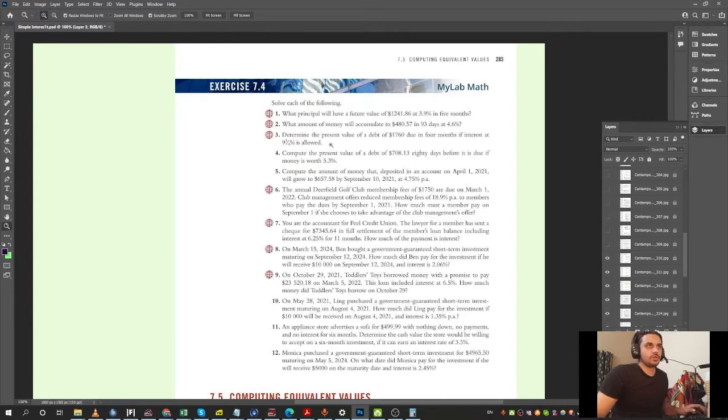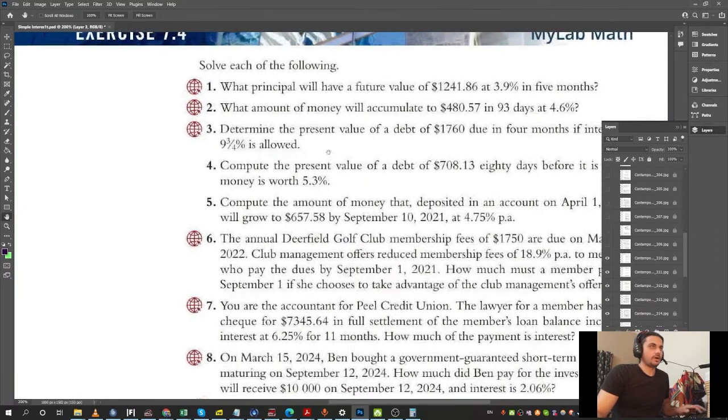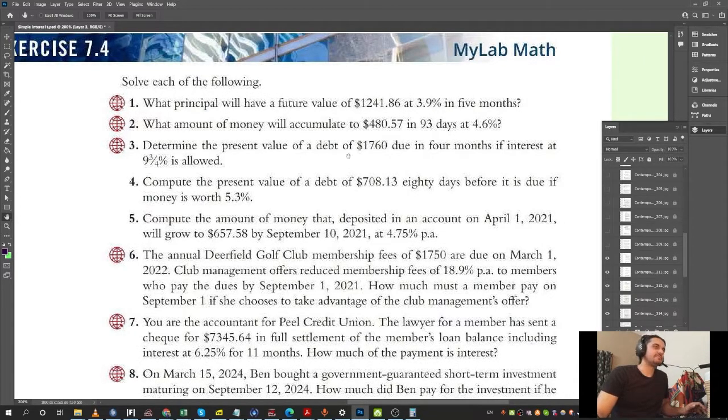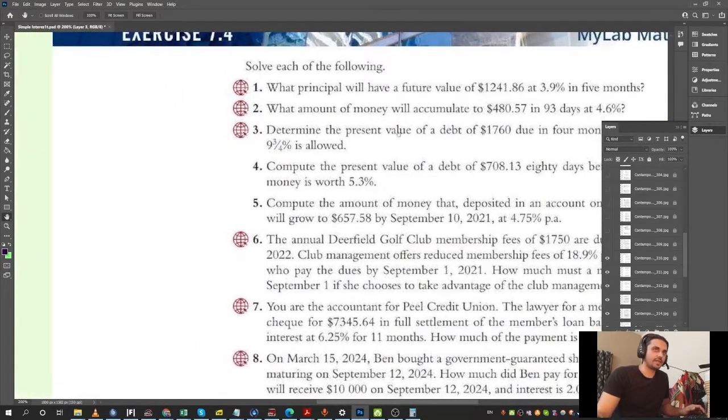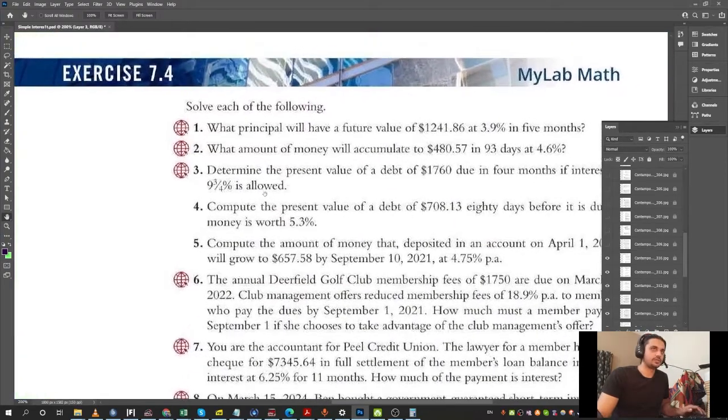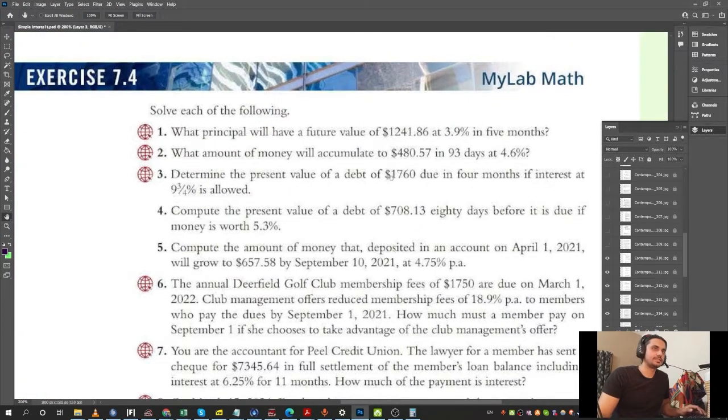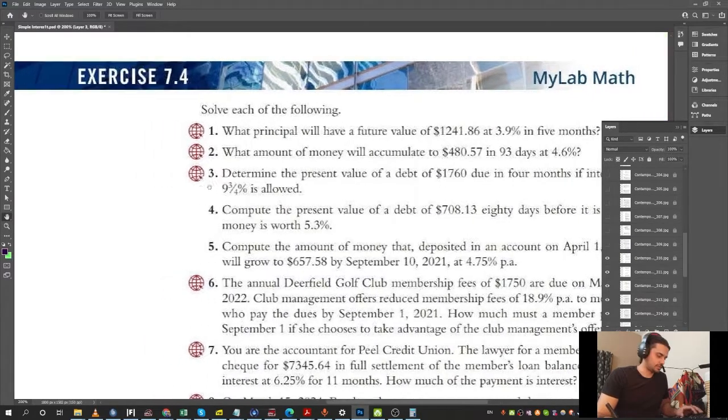All right, folks, so let's look at question number 3 now. It says, determine the present value of a debt of $1,760 due in 4 months if interest is allowed to be at 9.34%. So we have to figure out the present value, or the principal amount, that you need in order for your debt to have the maturity or future value of $1,760 in 4 months if the interest is this much.